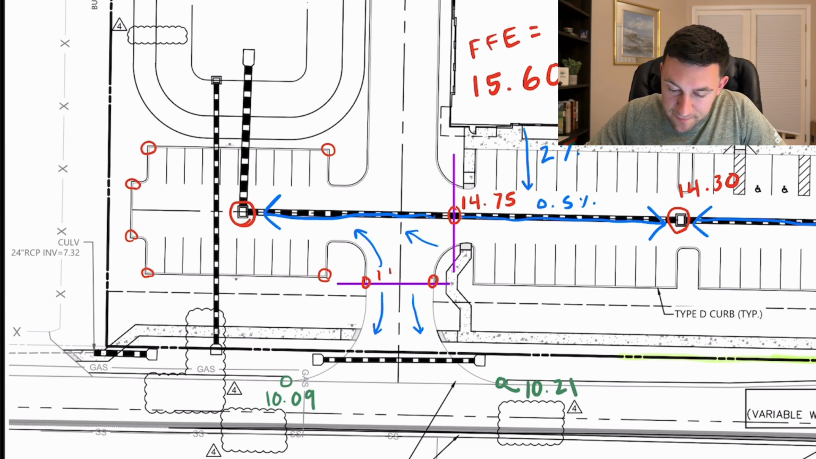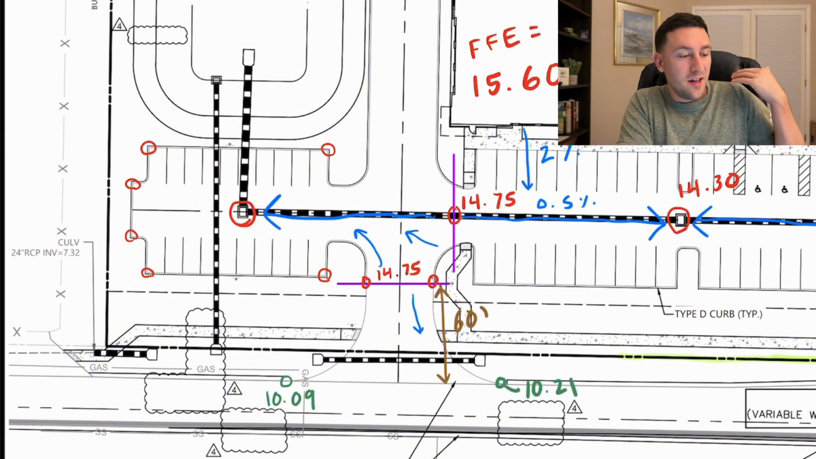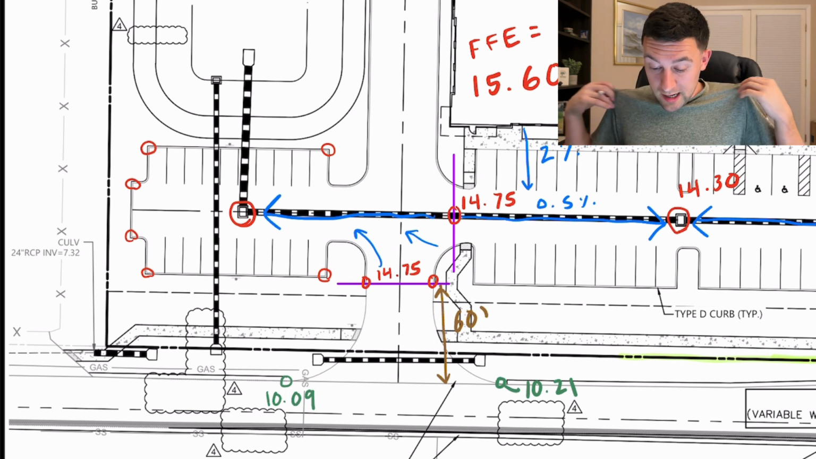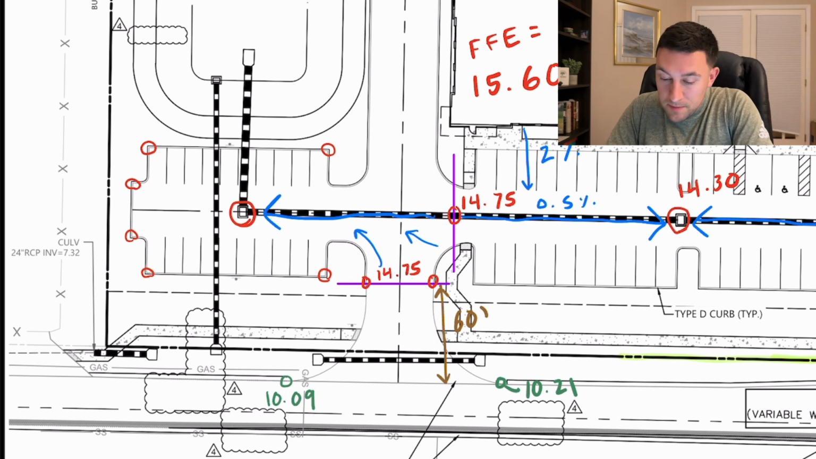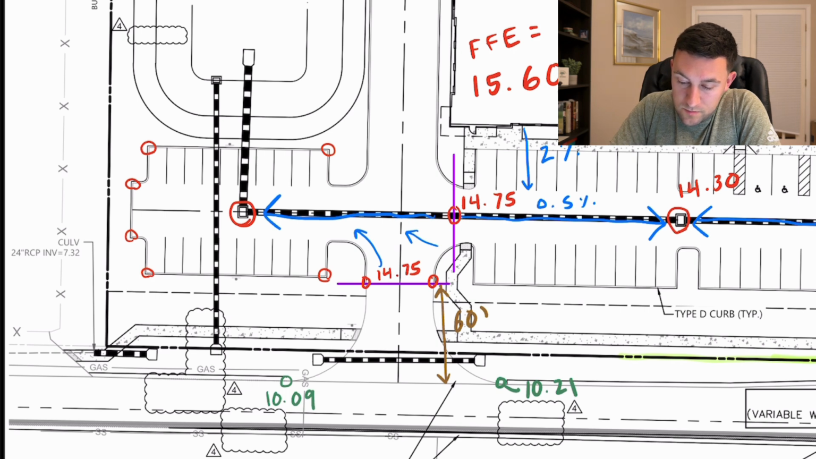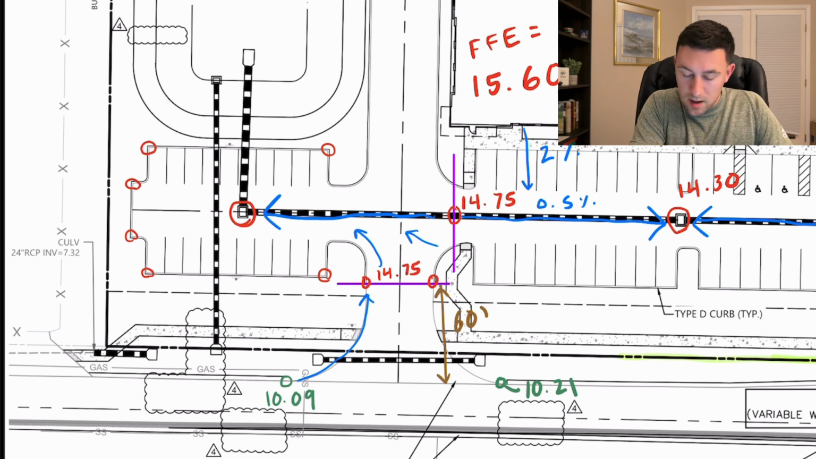This is roughly 60 feet from this point right here, all the way up to here, and this point all the way up to here. So we said that we wanted to maintain a driveway slope of no greater than 10%. So let's actually calculate what that might be if we were to set this high point close to the high point of the 14.75. So what I'm saying here is if we were to say that this is 14.75, let's calculate that slope. 14.75. Let's use the worst case, which is 10.09.